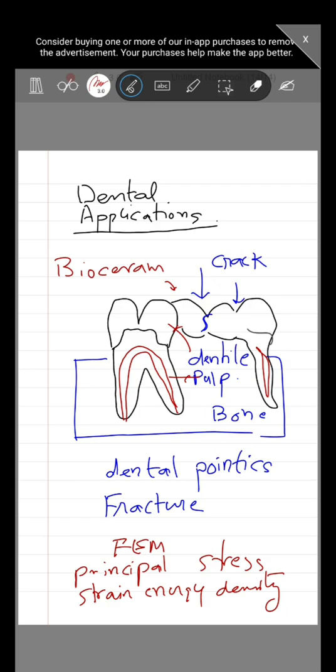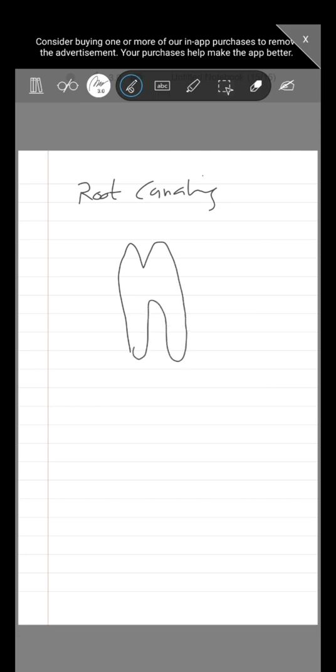Now, in dentistry, we often do something called root canal treatment. What is done in a root canal is, this is the tooth, and this is the pulp. We remove the pulp here. The pulp is removed and replaced by rods or canals. These are the root canals. And then we cover it with a cap. This is the typical RCT.